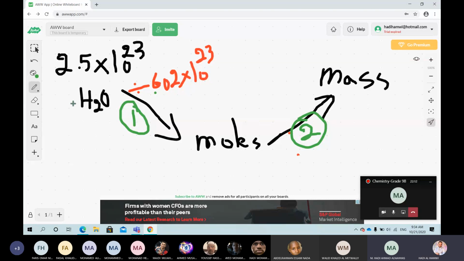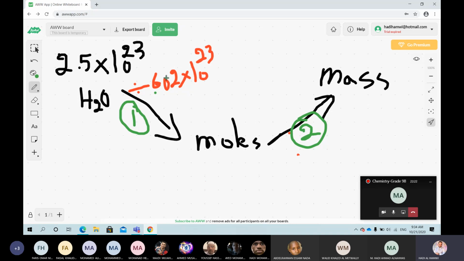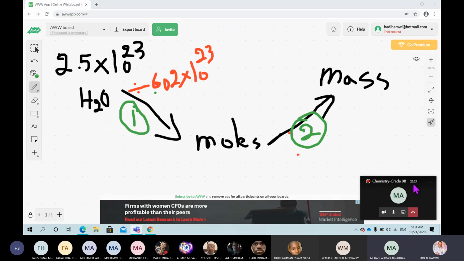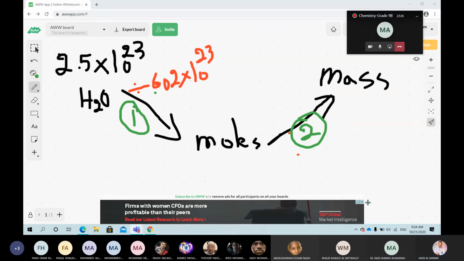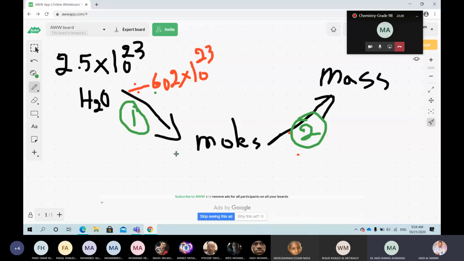Look, you can cancel 10 to the power 23 by 10 to the power 23. You would just divide 2.5 by 6.02. The answer is 0.4. Okay, great. So you have 0.4 moles. Did I find my answer now? No.